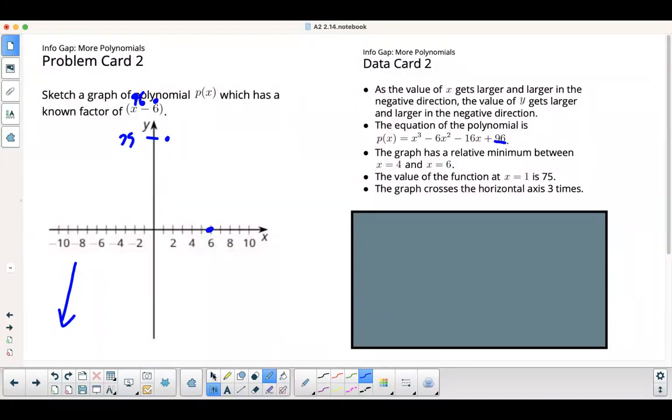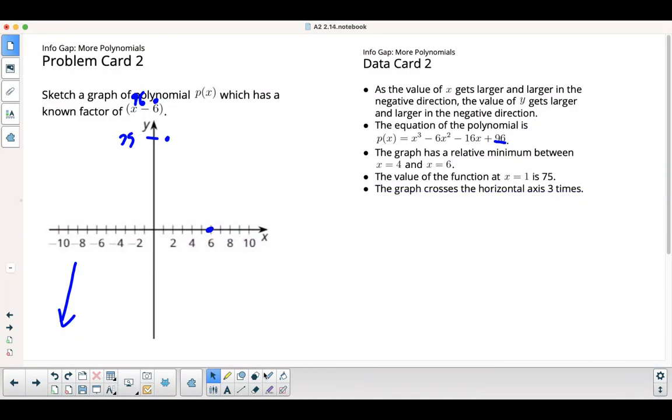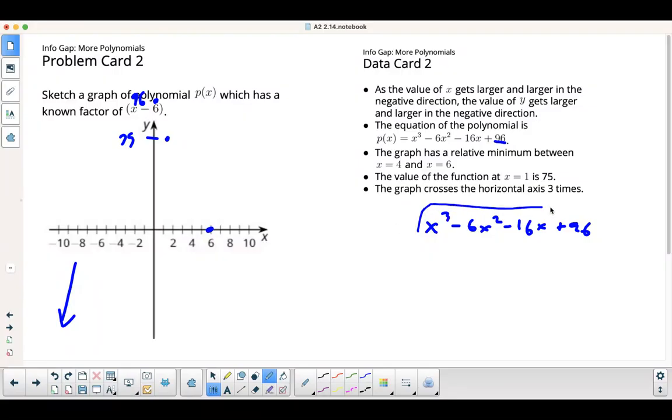All right, so let's do this. Let's see if I can find the other x-intercepts. This time I'm going to do long division. So I take my x cubed minus 6x squared minus 16x plus 96, and I'm going to divide by my factor, which is x minus 6. So I would need an x squared to get this x cubed. So then I multiply, and then I subtract. So those cancel. And then this becomes minus negative, that becomes plus. So that's gone.